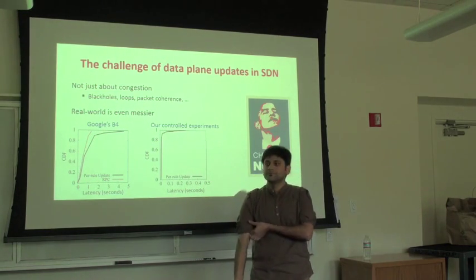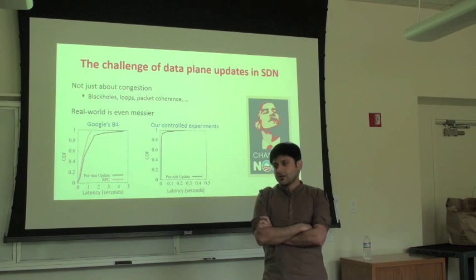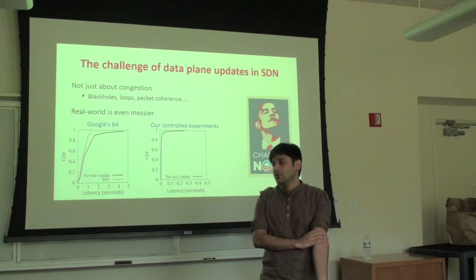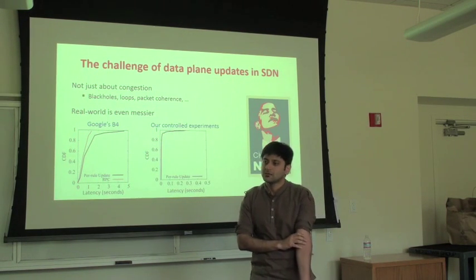Do the updates to the switches happen over the data plane network, or do you have a separate control plane network? We don't have a separate control plane network, but we do priority queuing again. So these updates go on essentially the most preferred path in the network.